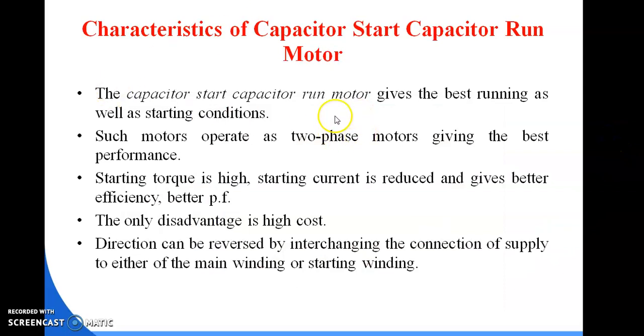The capacitor start capacitor run motor gives the best running as well as starting conditions. Such motors operate as two-phase motors, giving the best performance. Starting torque is high, starting current is reduced, and it gives better efficiency and better power factor. The only disadvantage is its high cost. Direction can be reversed by interchanging the connection of supply to either the main winding or the starting winding.